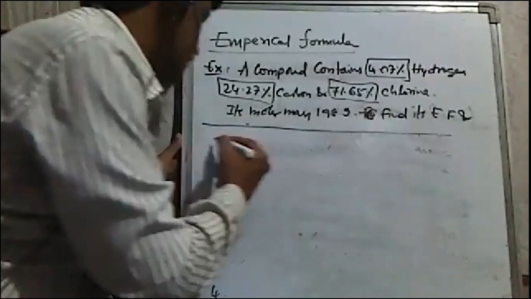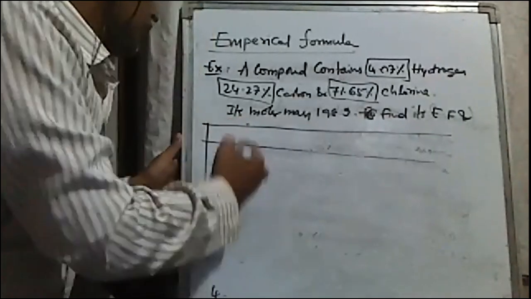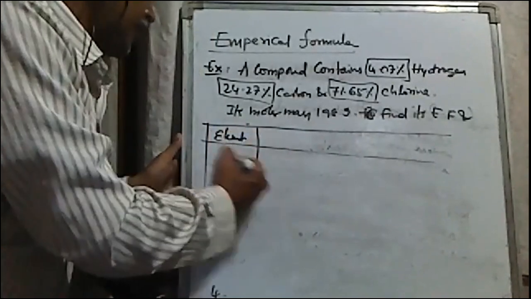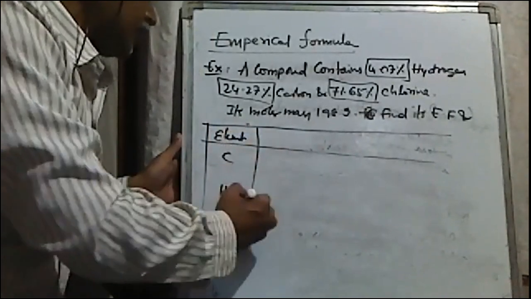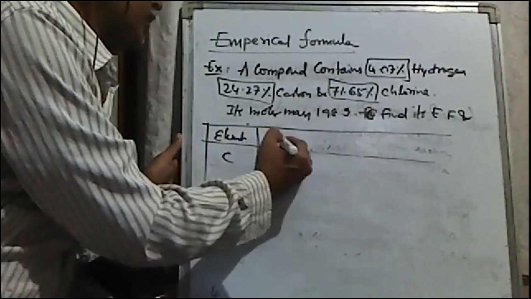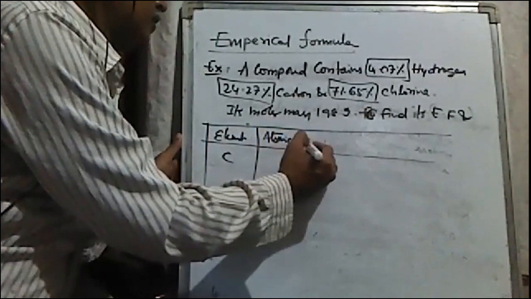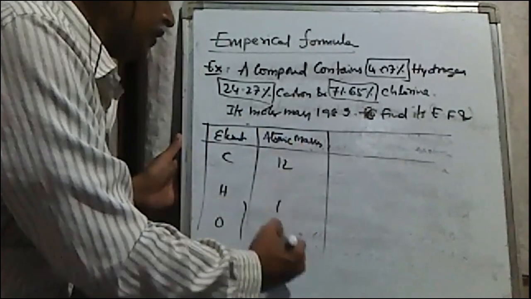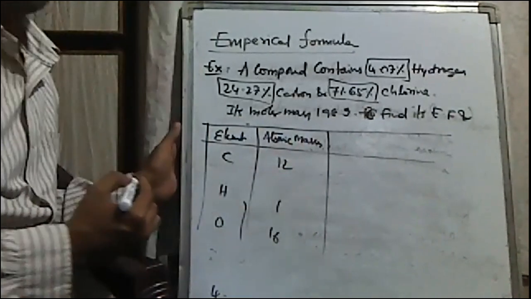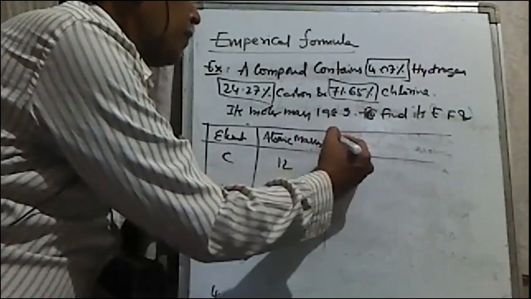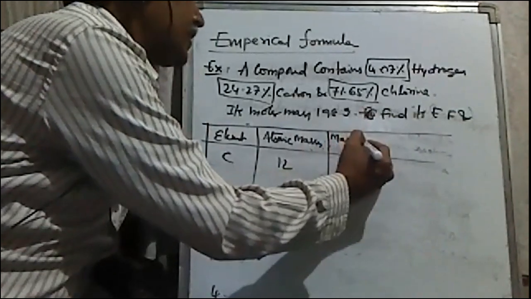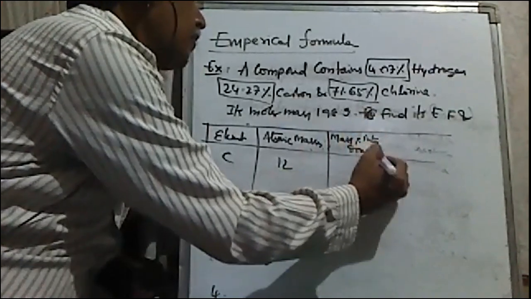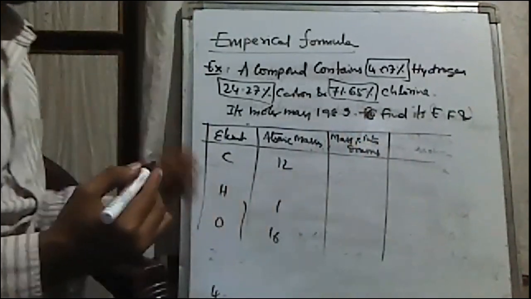What are the elements? Carbon, hydrogen, and oxygen. Now, their atomic masses: carbon is 12, hydrogen is 1, and oxygen is 16. Now, mass percent. What is the first step? Convert the mass percent into grams.